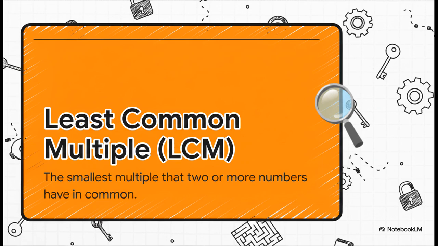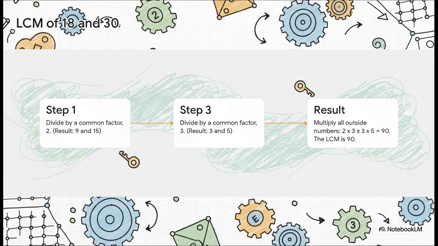Okay, so that's the GCD. Now for the other side of things, the least common multiple, or LCM. I like this analogy. If the GCD is about their shared past, the LCM is about the very first time their paths will meet in the future. It's the smallest multiple that both numbers share. And we can use a really similar trick to find it.